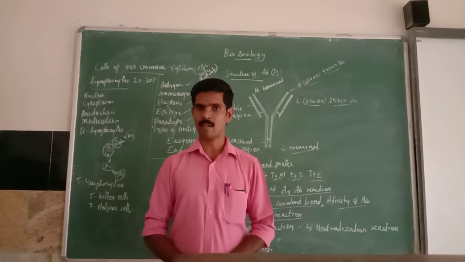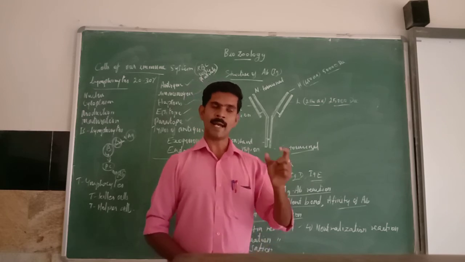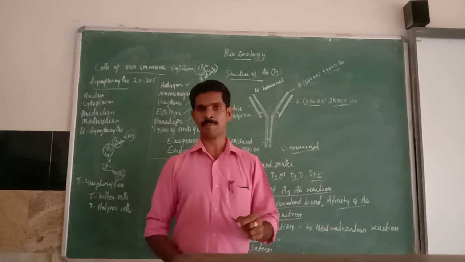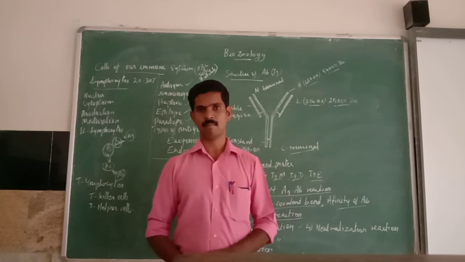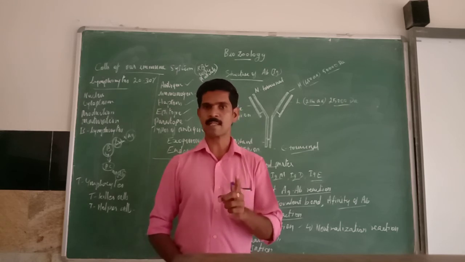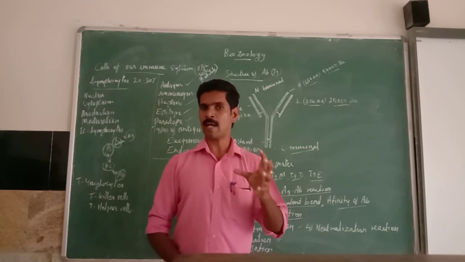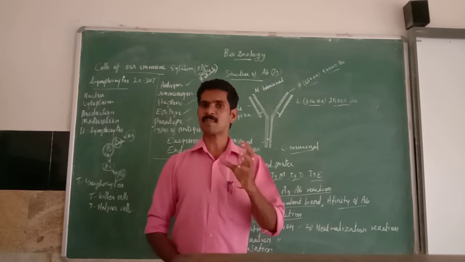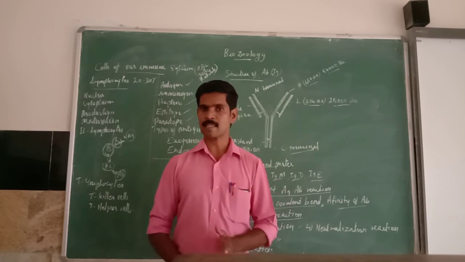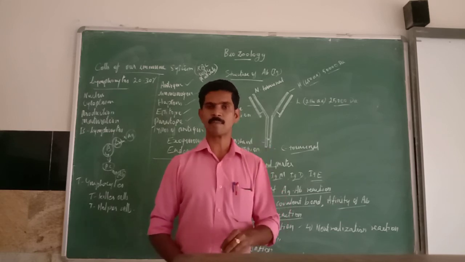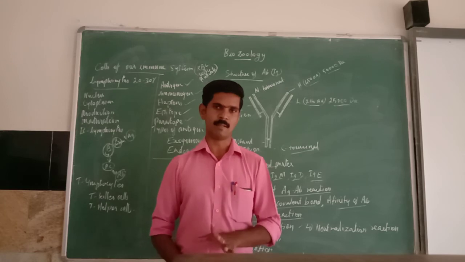And the antibody which brings this precipitate formation is called precipitin. Listen very carefully. So the first reaction is called precipitating reaction. Here, when a soluble antigen makes contact with the antibody, immediately a precipitate is formed. The antibody involved in this reaction is called precipitin.